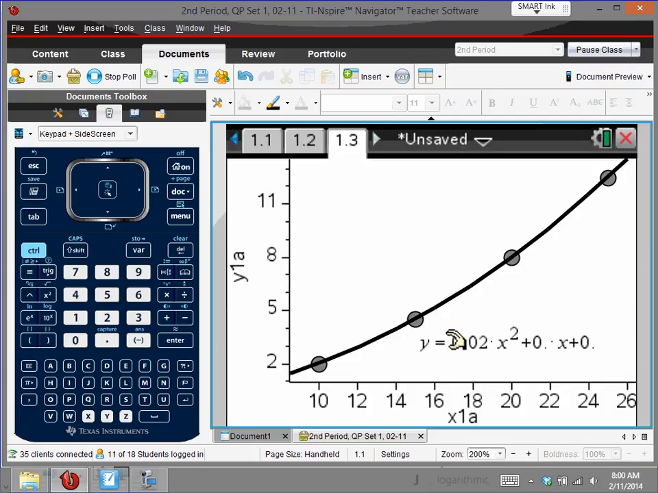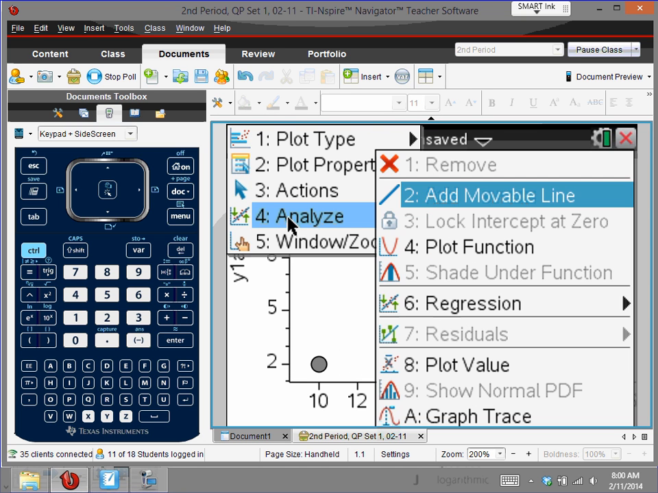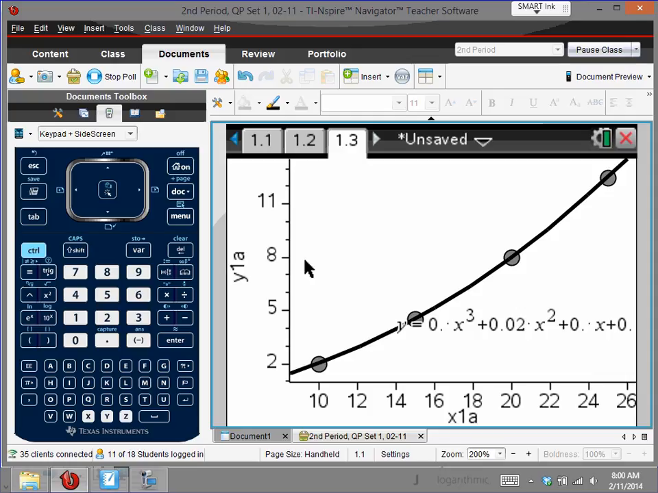Now notice the equation. 0.02x squared and then nothing else. And so you might think, okay, let me just check cubic real quick, because that one looks pretty good. But look at the cubic equation. Does it have an x cubed term? No, it doesn't. It's 0x cubed. Everything else is the same. This is the exact same equation.